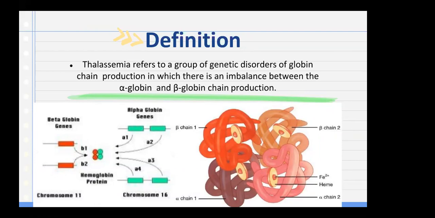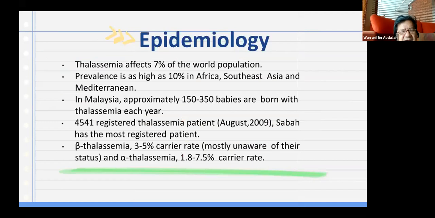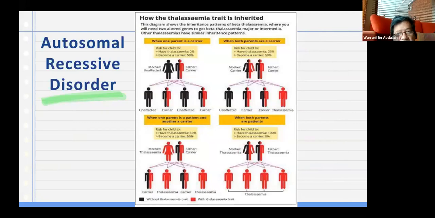Okay. Thank you. And next is the autosomal recessive inheritance. We can see if one parent is a carrier, there is a 50% chance of the child being a carrier. If both are carriers, then one of the 4 will have thalassemia, and the other 2 will become carriers. And if one parent is thalassemic and the other is a carrier, the chances are 50 and 50. And lastly, this one should read both thalassemic. It is 100%. 100% what? To get thalassemia. That means both are thalassemic. Yes. Is that possible?